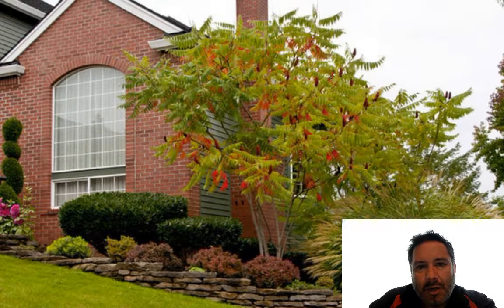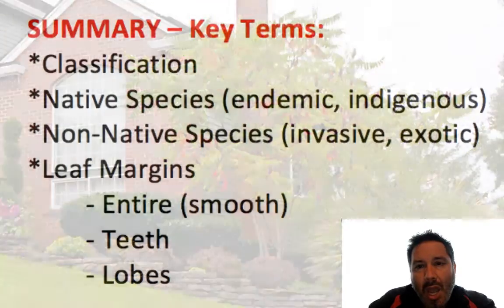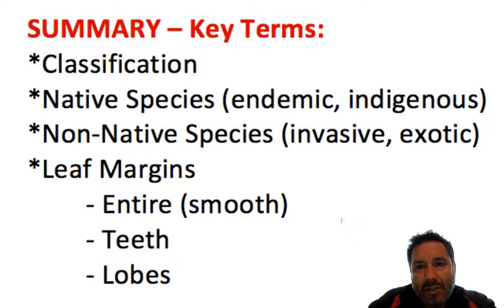So, in summary, classification involves organizing things by similarities into groups. If something is native, it has been found in an area. Also, the words endemic and indigenous are used. If something is non-native, sometimes the words invasive or exotic are used, and so that's something that's been introduced.